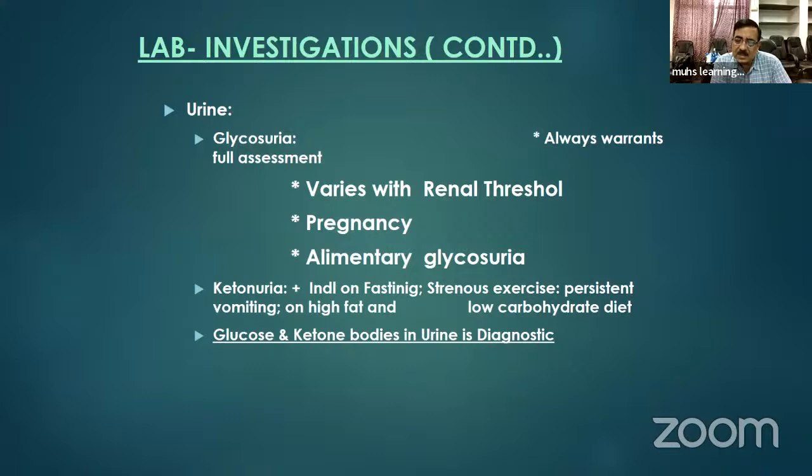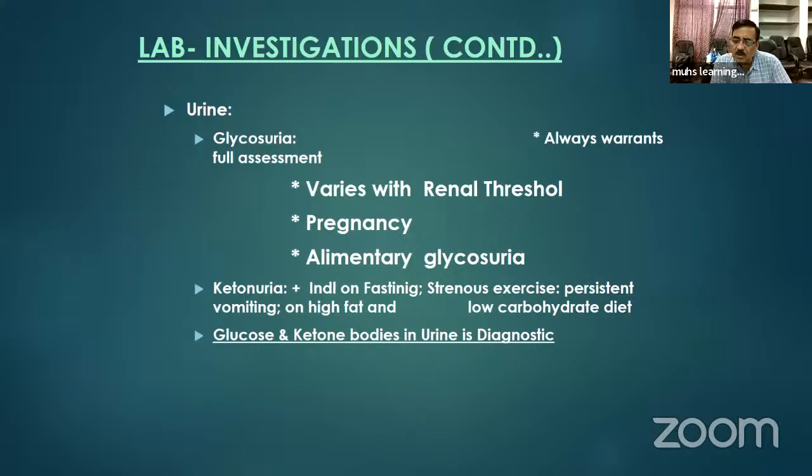Then there is pregnancy. Pregnancy is a diabetogenic state. Many of the governments have identified it in India, but we have to understand if the renal threshold is increased, say 180 is the renal threshold of the blood sugar. If it increases, then it comes to urine.